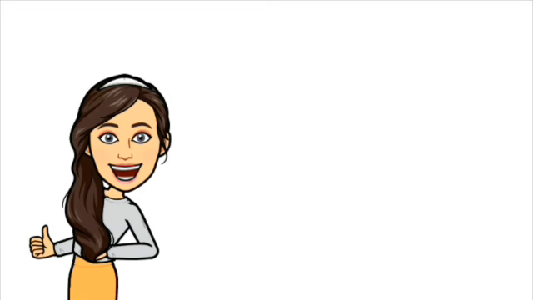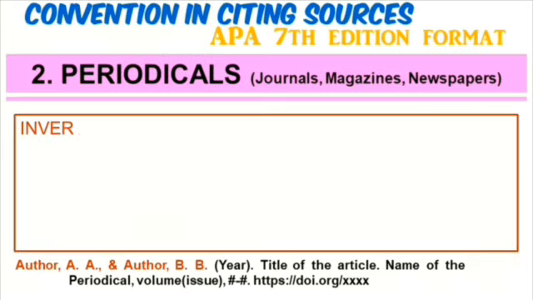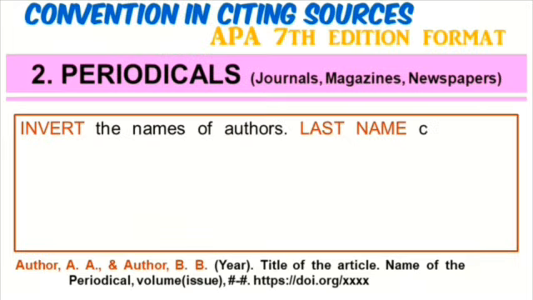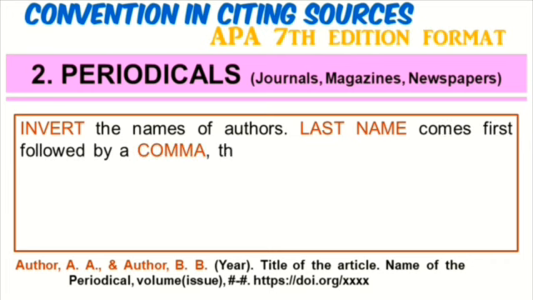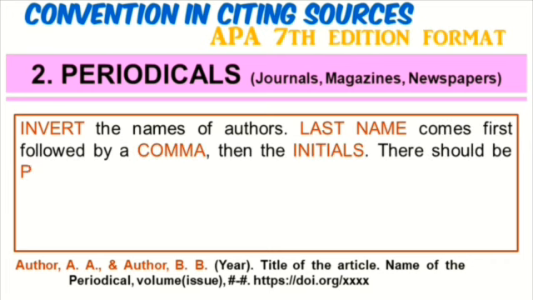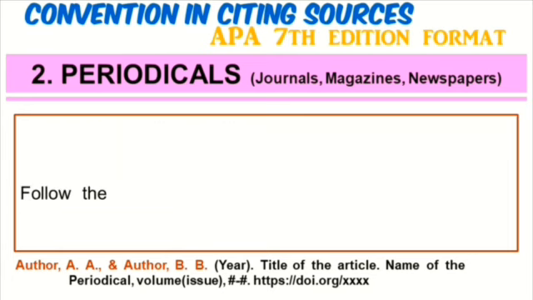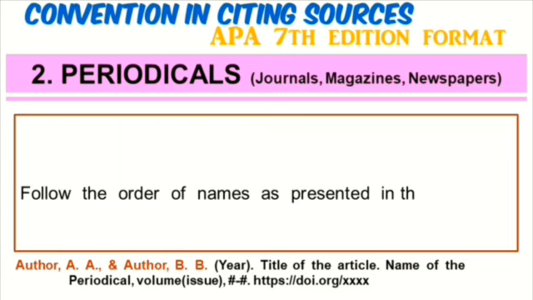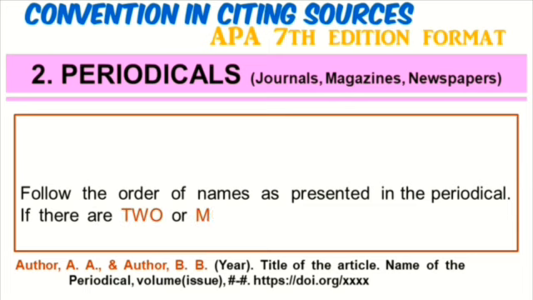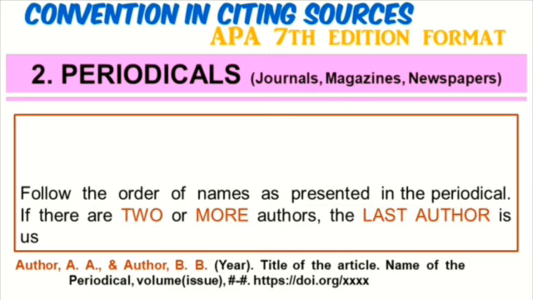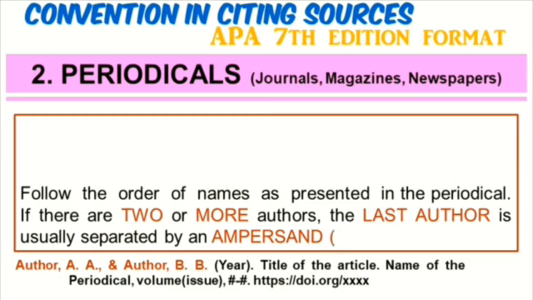Let us go now with periodicals, which are journals, magazines, and newspapers. So again, invert the names of authors. Last name comes first, followed by a comma, then the initials. There should be periods after initials. Initials are separated by a space. Follow the order of names as presented in the periodical. If there are two or more authors, the last author is usually separated by an ampersand.